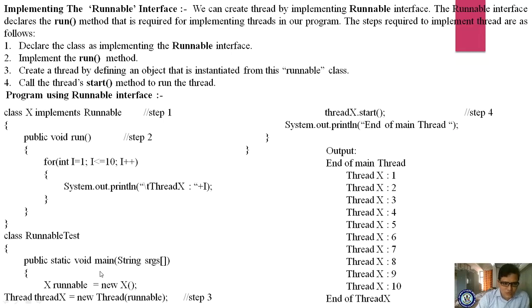Okay, got it? Now I am calling through this object threadX.start(). For the Thread class, which object have you created? threadX.start(). So whenever you call this start method, automatically this run method will be executed and it will display the values from 1 to 10, and lastly it comes to the end of the main thread.